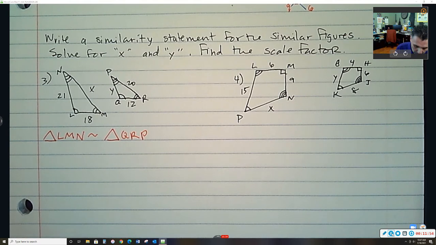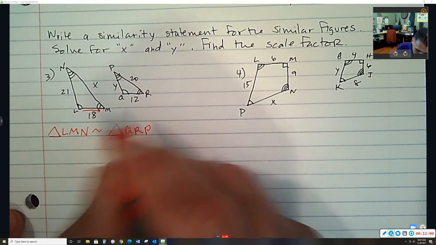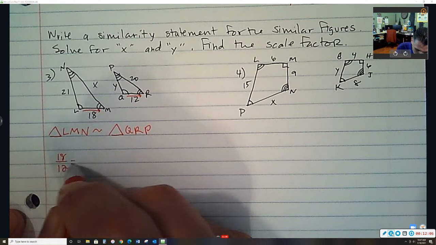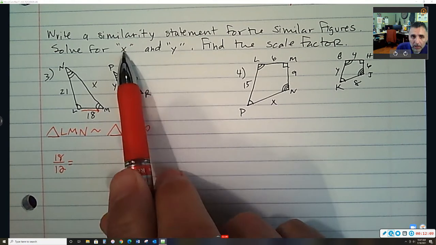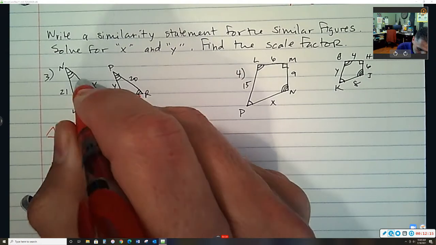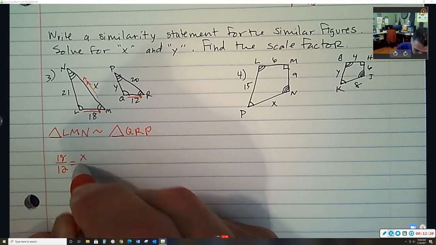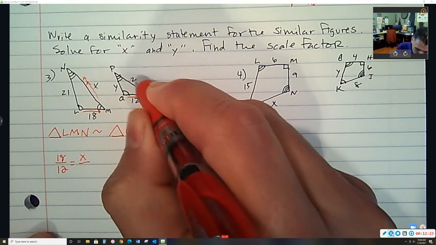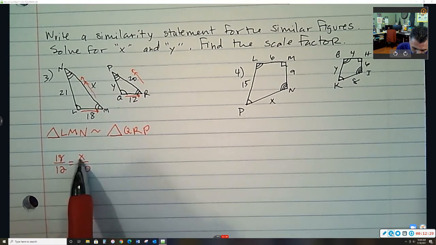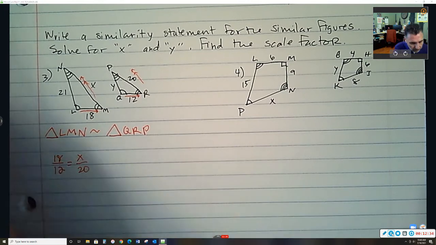Okay. And then I know, again, this side matches up with this side. So I can write 18 over 12. So what I'm doing next is writing a proportion to solve for x and y. And then to solve for, let's solve for x. X matches up with 20 over here, right? And notice the 18 and the x both came from the triangle on the left, and the 12 and the 20 came from the triangle on the right. And then we just solve this.